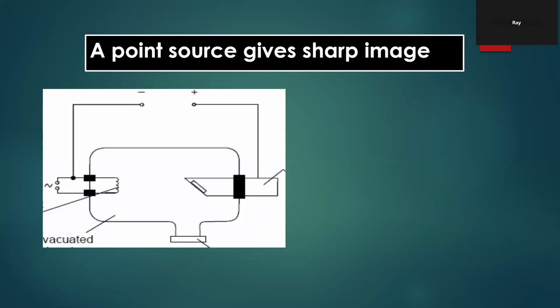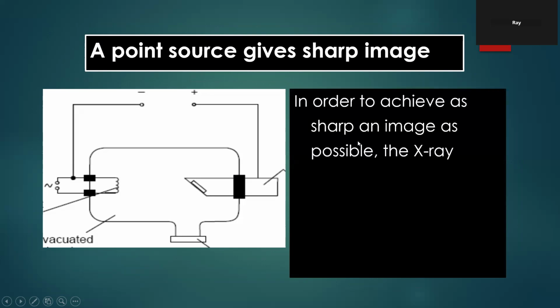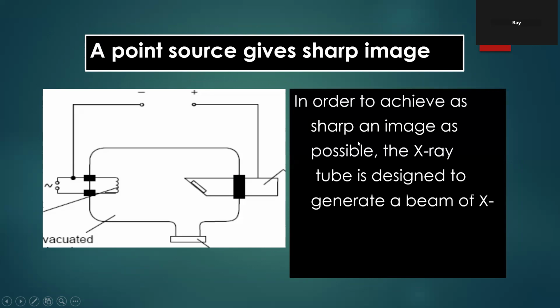Unfortunately, our target is not a point source. Our target is an extended source. In order to achieve as sharp an image as possible, the X-ray tube is designed to generate a beam of X-ray with minimum width. So we will control it. As it comes out later on, there's the window. So we can use a collimator.